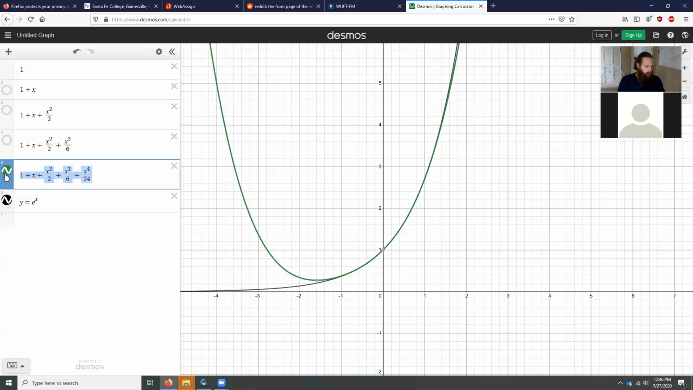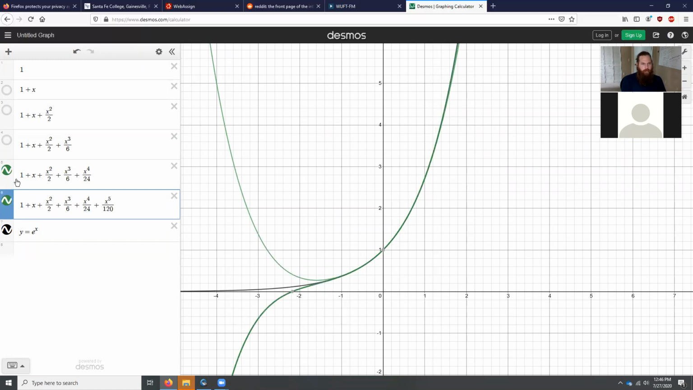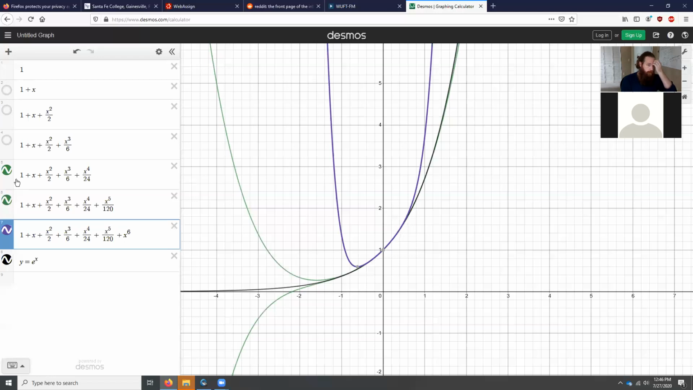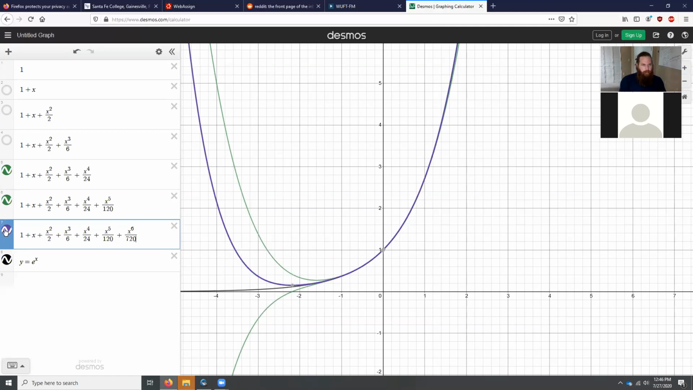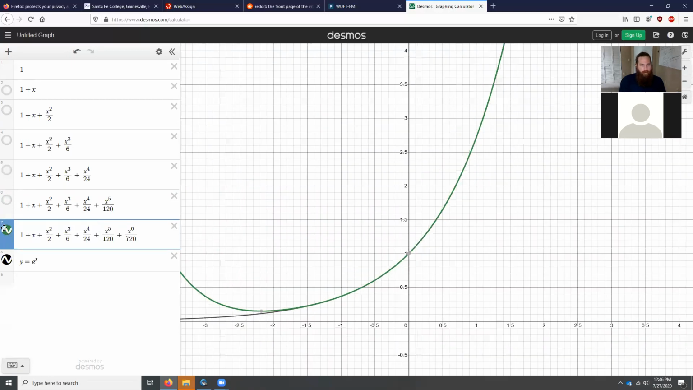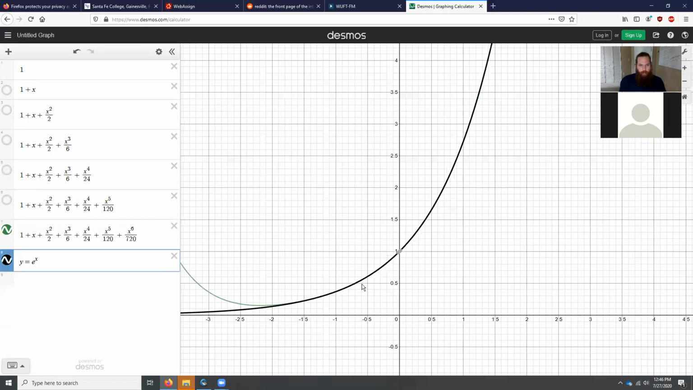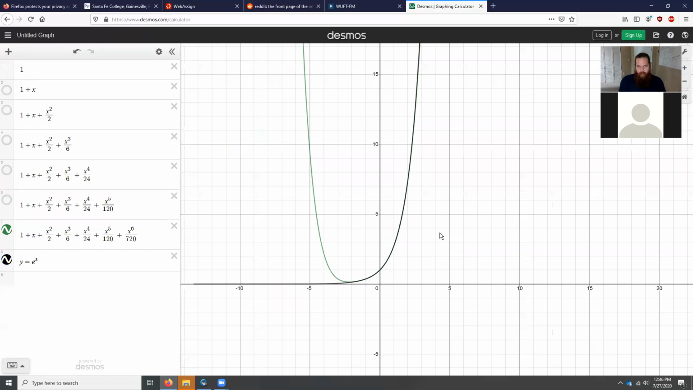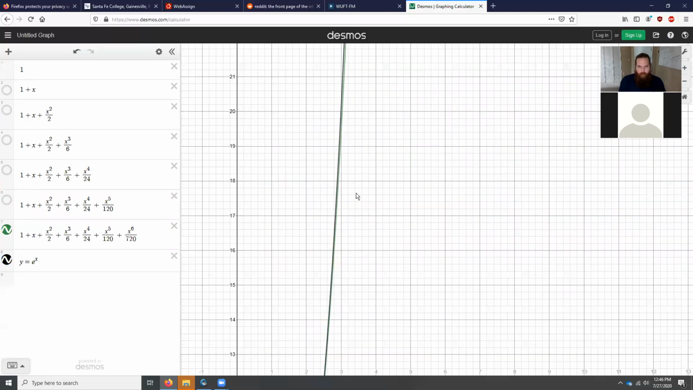And as I give more and more terms in this partial sum, the next one would be x to the 5 over 5 factorial, which is 120. And then after that, it would be x to the 6 over 720. 24 times 5 is 120, right? And the next one is 720. So here, the green and the black are almost indistinguishable, even from like -2 out to, I don't know, way out here. Look, the green and the black stay really, really close.